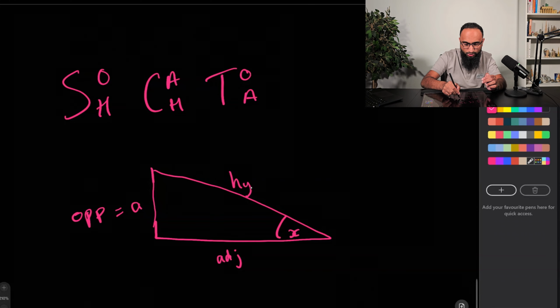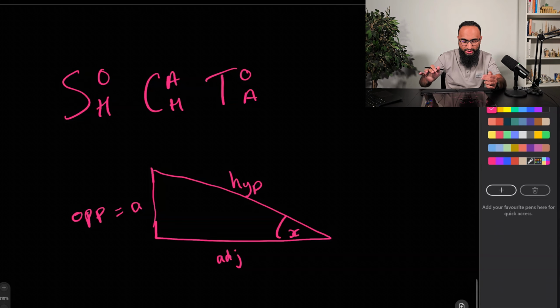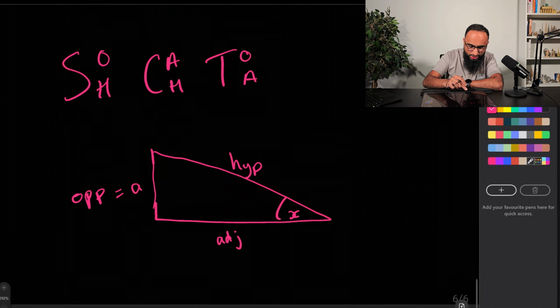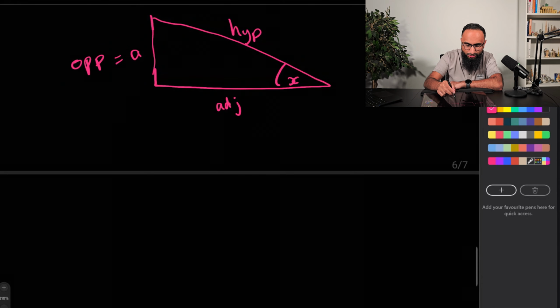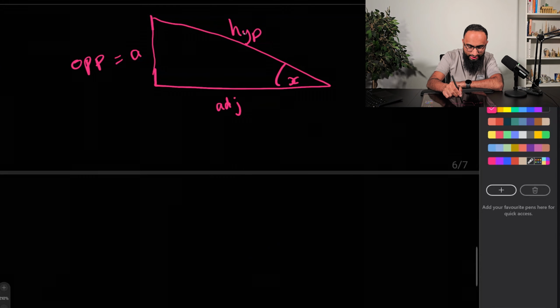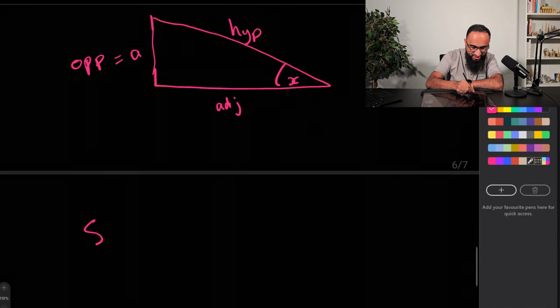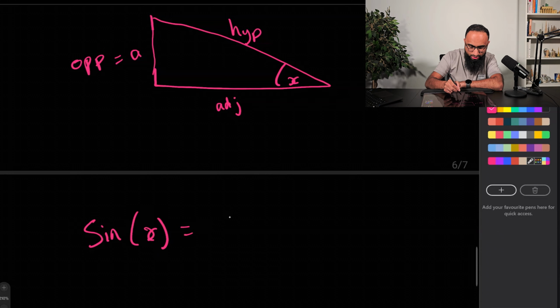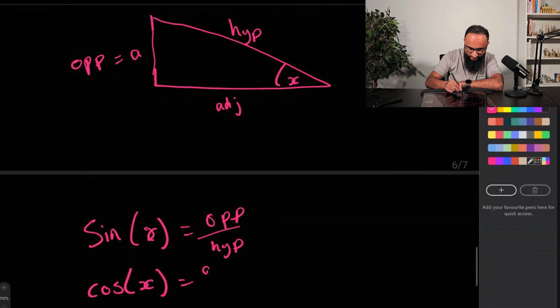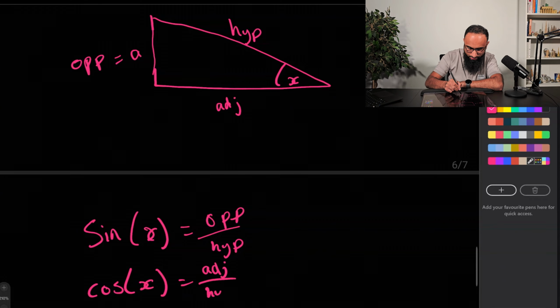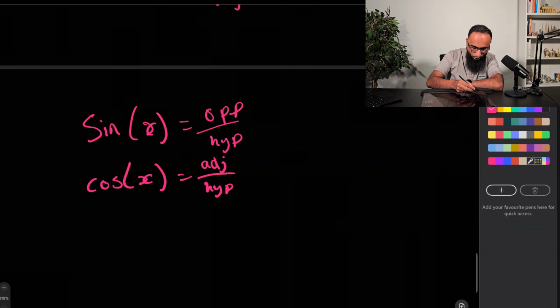And the longest side is always the hypotenuse. That never changes. Anyway, if you were to work out the x here, then you'd need to use either opposite and hypotenuse, in which case you're using a sine function. So sine of x equals opposite over hypotenuse. And then the cos would be adjacent over hypotenuse. And the tan would be opposite over adjacent.